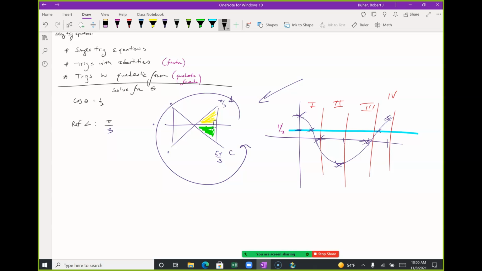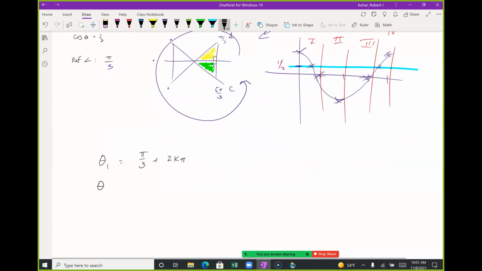Now, if I think about it, this thing gives me another answer every time I go around a circle, right? So I'm going to get my answers for theta. So theta sub 1 is pi over 3 plus 2k pi. The 2k pi is every time around a circle. So when k is 1, I go around a circle. When k is 2, I go around a circle again. When k is 3, I go around a circle again, right? And my other answer, theta 2, is 5 pi over 3 plus 2k pi.